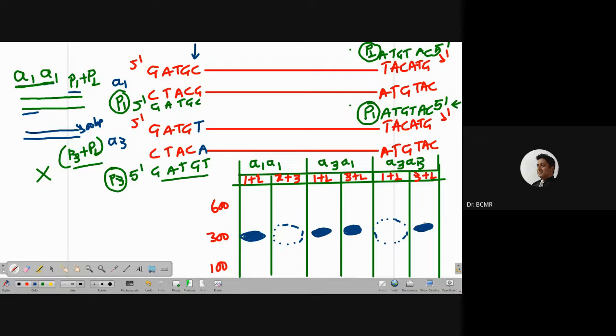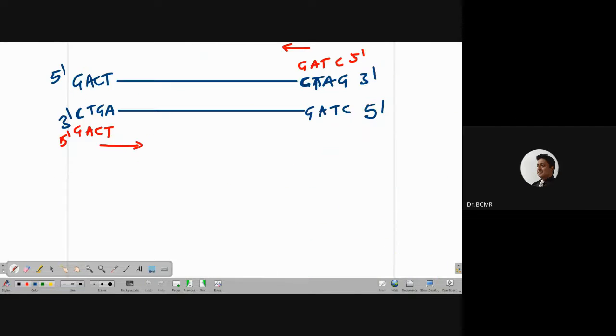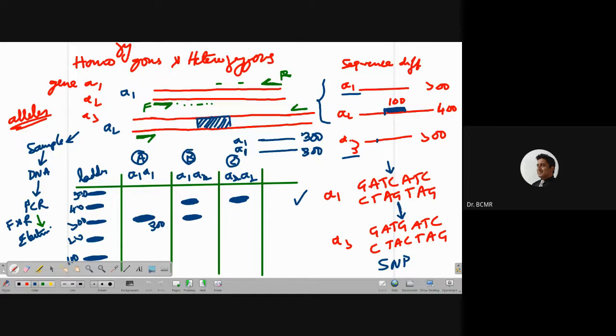Okay, any questions here, any possibilities of confusion? If you let me know, I'll try to do it again. Anybody has any questions?